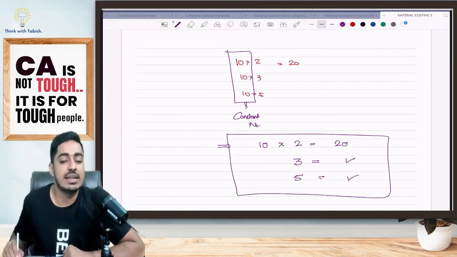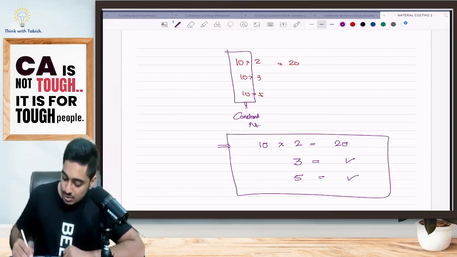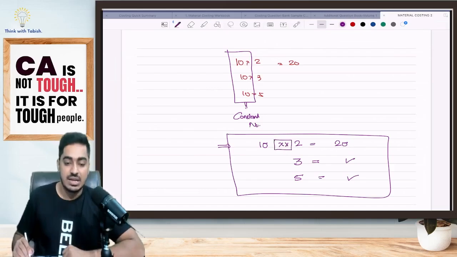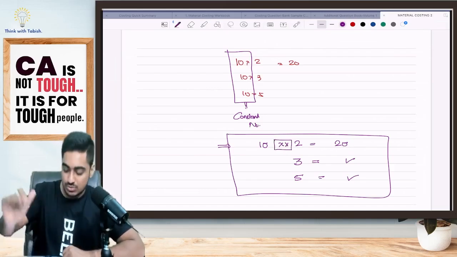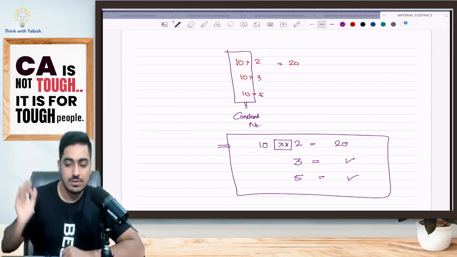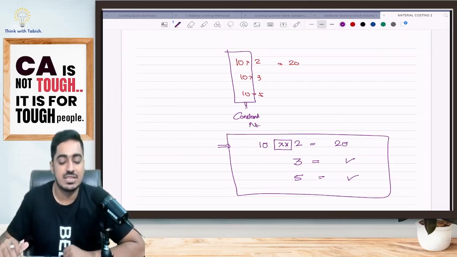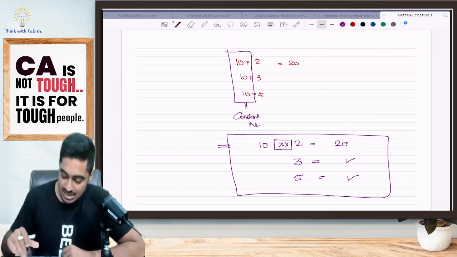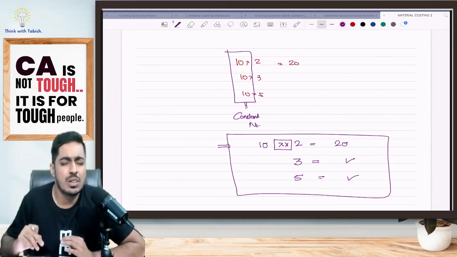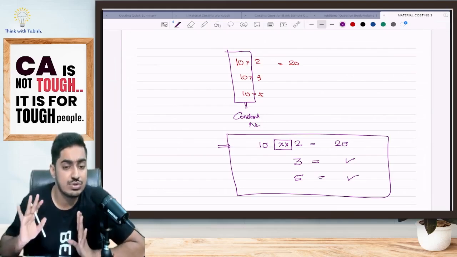But sir, in my calculator, it is not working. In that case, you will have to put the into sign 2 times. That is 10 into 2 equals will give you 20. 3 equals will give you 30. 5 equals will give you 50. Sir, why are you telling all this? Understand, just a knowledge of the constant function will help you a lot when you are having ratios.